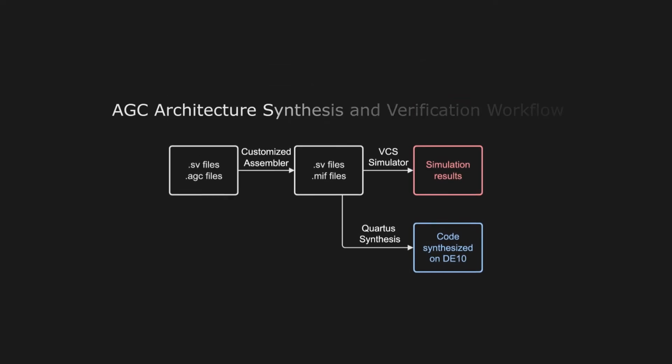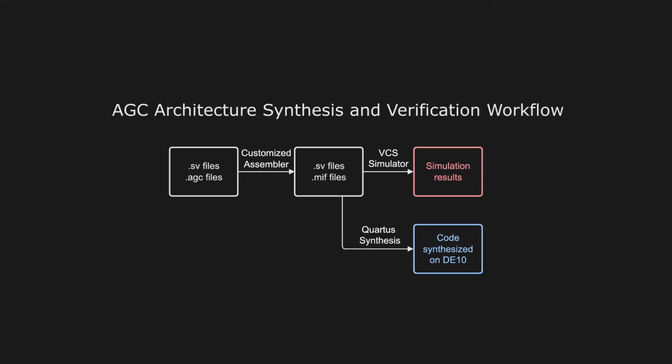The pipelined CPU and I/O were implemented by us in SystemVerilog, whereas the RAM and ROM are Altera IP megafunctions. Our customized assembler reads in the AGC assembly file and generates a MIF file that is stored in ROM. We use the custom AGC assembly test suite and VCS for microarchitectural verification in simulation. Once verified, we use Quartus to instantiate it on the Cyclone V FPGA on the DE10 SoC.